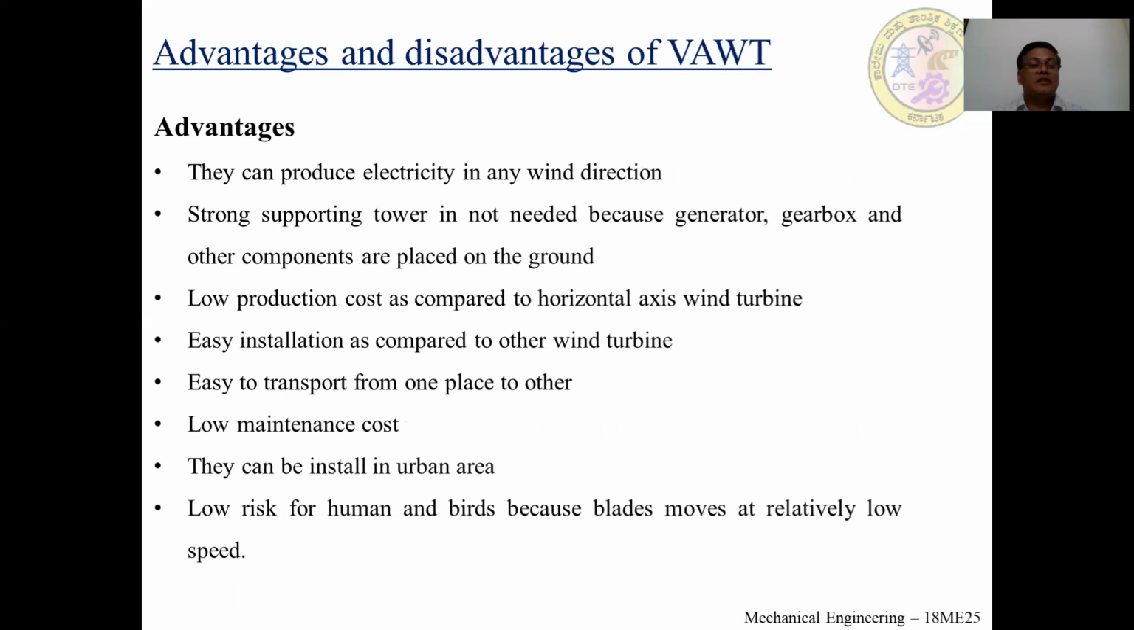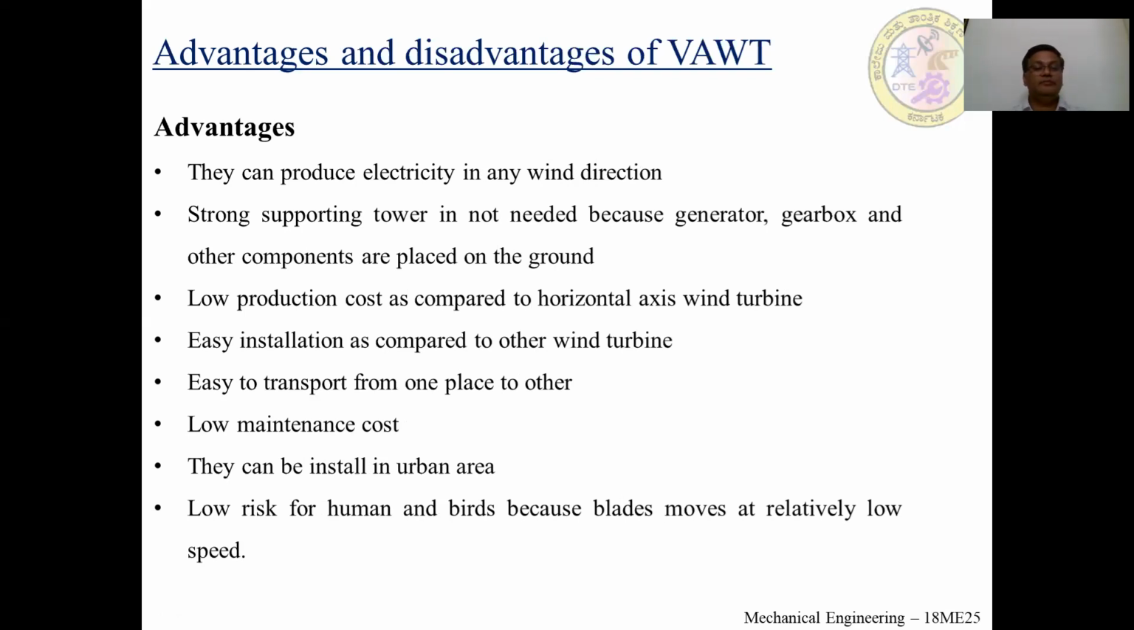In this slide, you can see the advantages of a vertical axis wind turbine. They can produce electricity in any wind direction because the blades are D-shaped. They can extract wind from any direction, so that's why they can produce electricity in any wind direction.